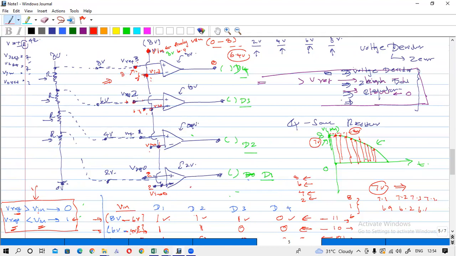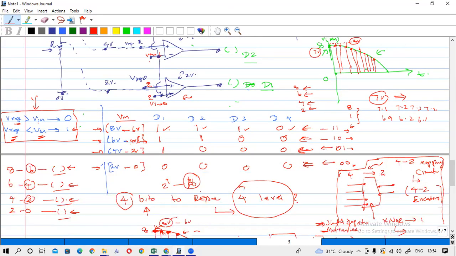If you consider the last comparator, actually the last comparator needs to represent the lowest value, and that is equal to 0. Actually we no need to care about these values, we no need to care about this one, and this value we no need to care.